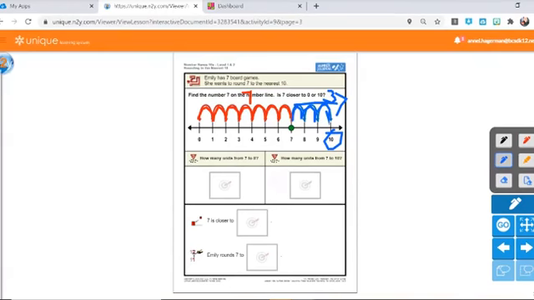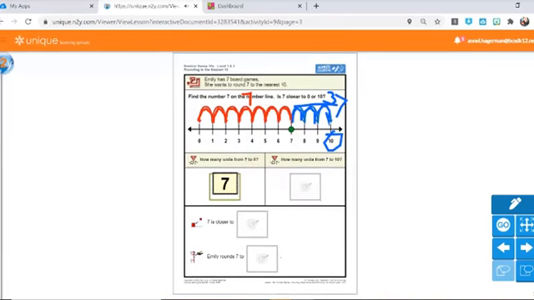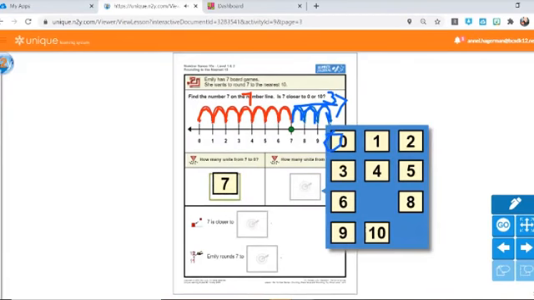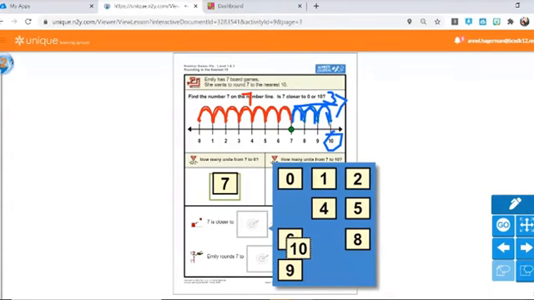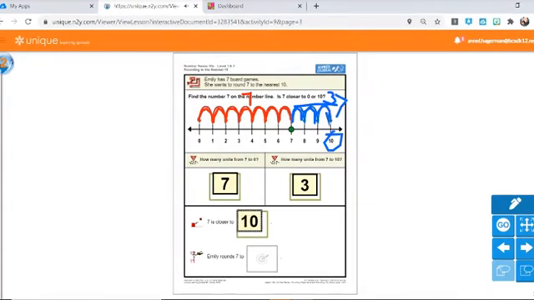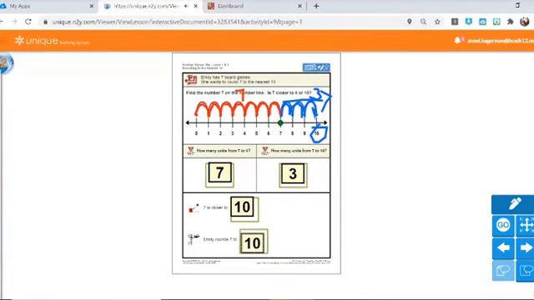So how many units from 7 to 0? It was a lot more. It was 7. How many spaces or units did it take to get up to 10 from 7? Only 3. 7 is closer to 10. So Emily's going to round 7 to the number 10. Good job.